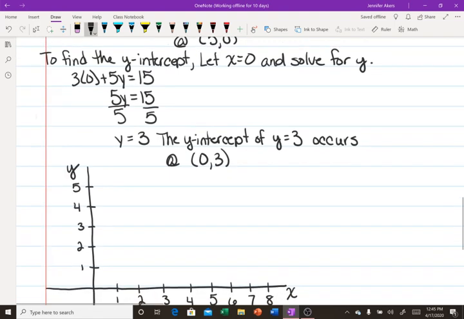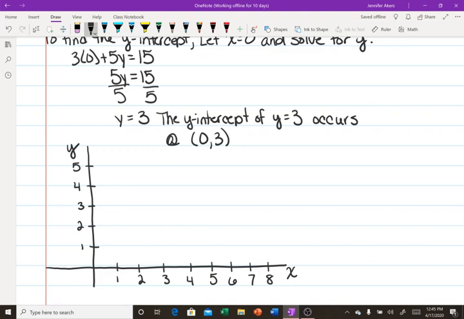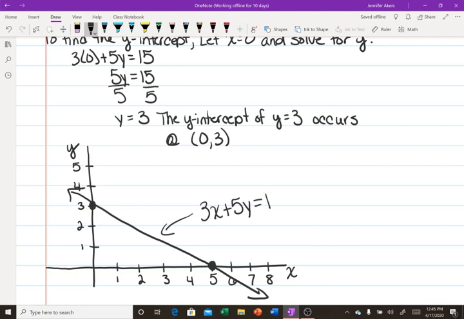My x-intercept again was (5, 0), so I stay on my x-axis and I move to the right 5. I place a point. My y-intercept is (0, 3), so I don't move left or right any. I go straight up to 3. This is a linear equation, so I should connect the points with a line. So this line represents all the points on 3x plus 5y equals 15. And we have completed that example.